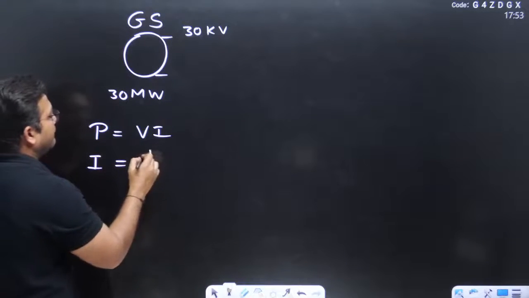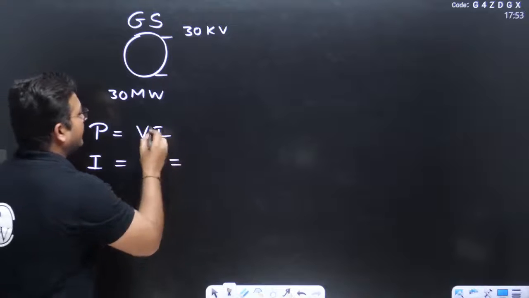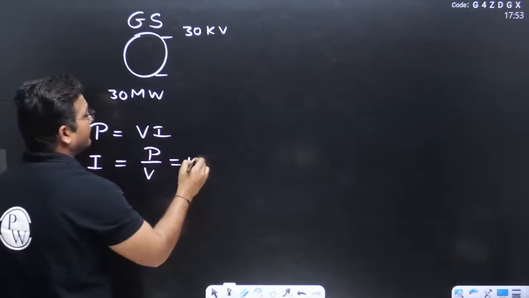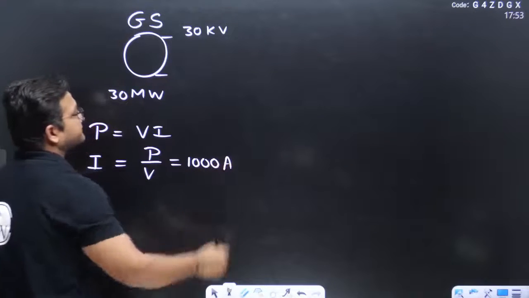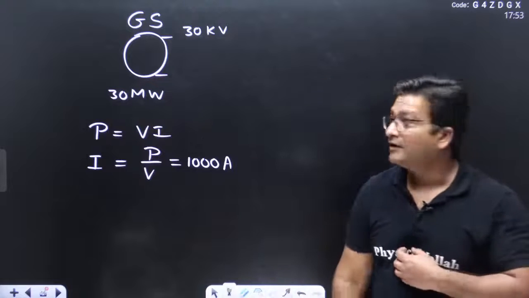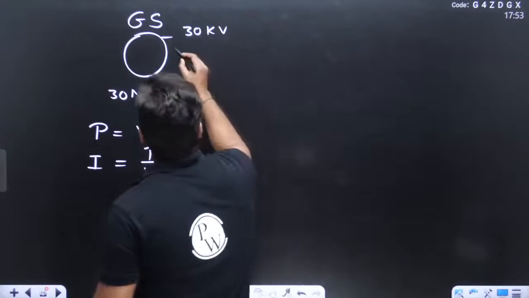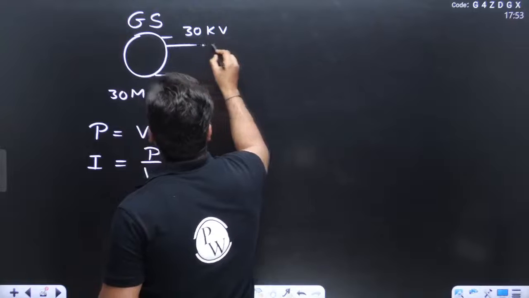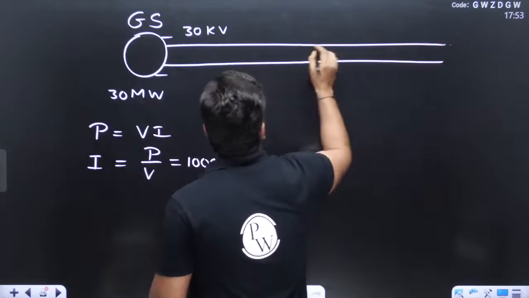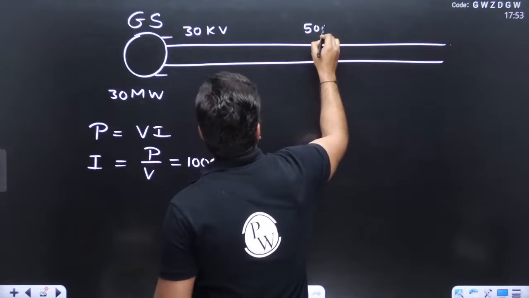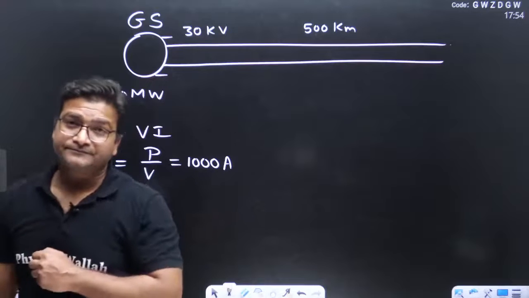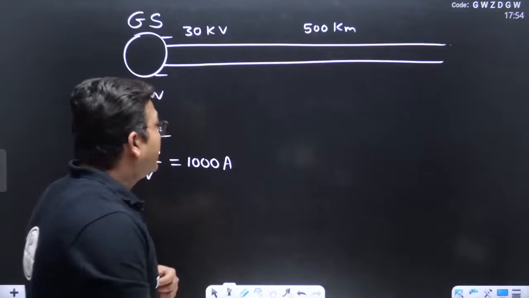So if power is 30 megawatt, as power is V times I, let us divide P by V, we get current. So the current here is 30 megawatt divided by 30 kilovolt, we have 1000 amperes. So the current here generated is 1000 ampere. Okay, that's a big current. Suppose we have to transmit this power at a very distant location, and this location is 500 kilometer far from the generating station, right?